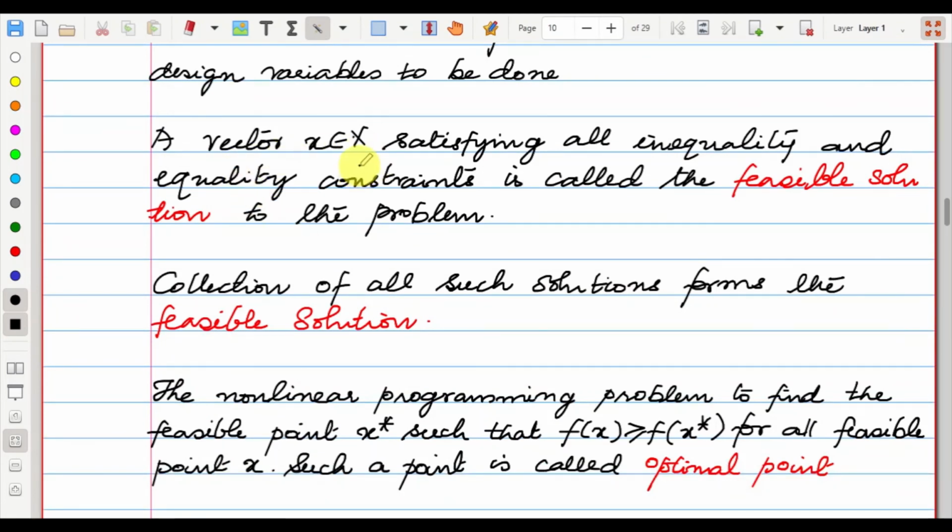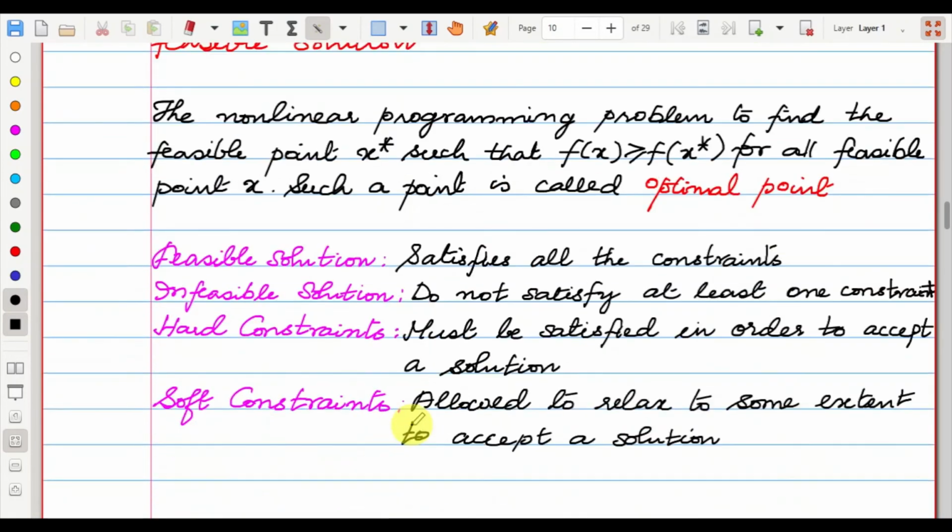A vector x, an element of capital X, satisfying all inequality and equality constraints is called a feasible solution to the problem. The collection of all such solutions forms the feasible region. In the nonlinear programming problem, we find the feasible point x star such that f of x is greater than or equal to f of x star for all feasible points x. Such a point is called the optimal point.